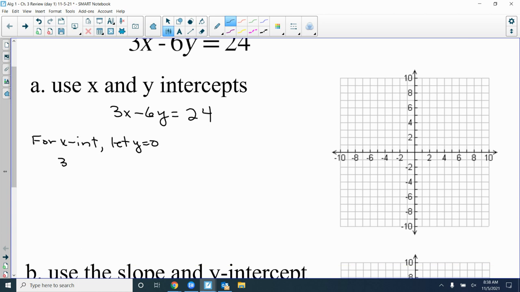So that gives me 3x minus 6 times 0 equals 24. Well, 6 times 0 is 0. So you're left with 3x equals 24. Divide by 3. I get x equals 8. Now we said y was 0, so we automatically put that in there for the point. So you got 8 comma 0. We need 2 points to graph it. I got 1 point. The other point is the y-intercept.